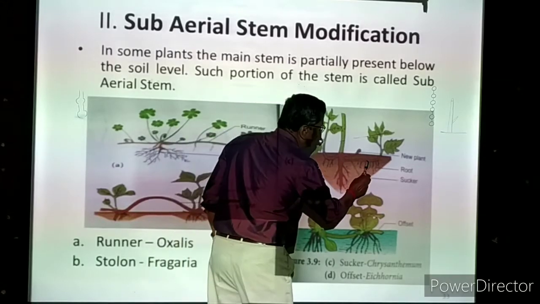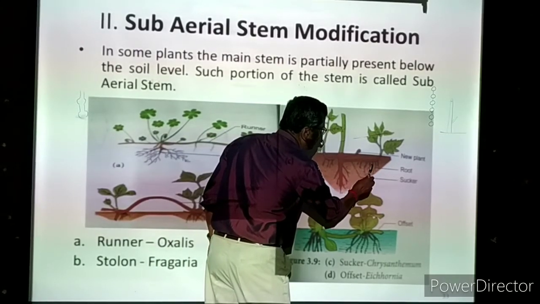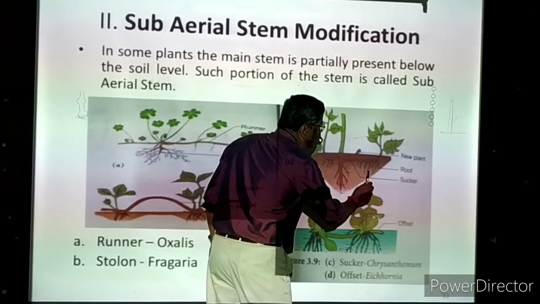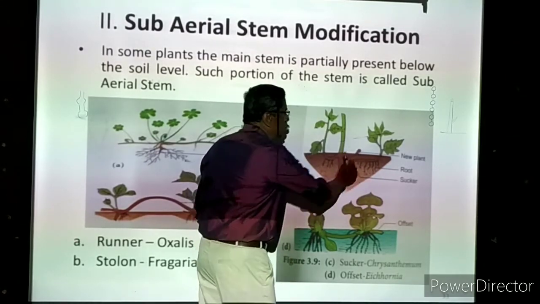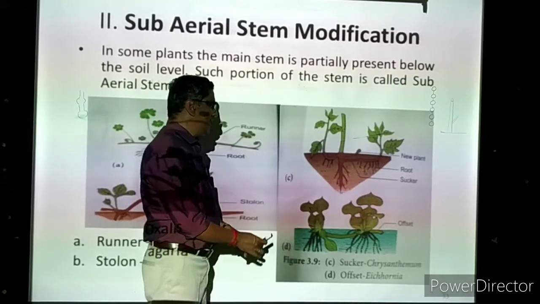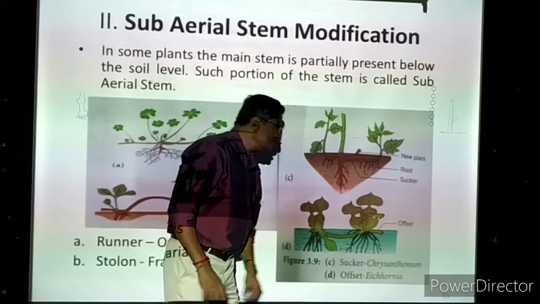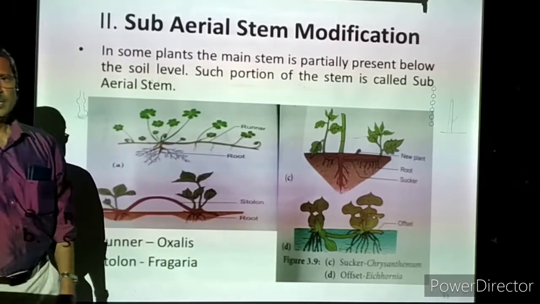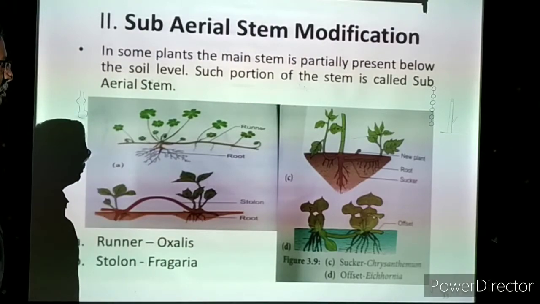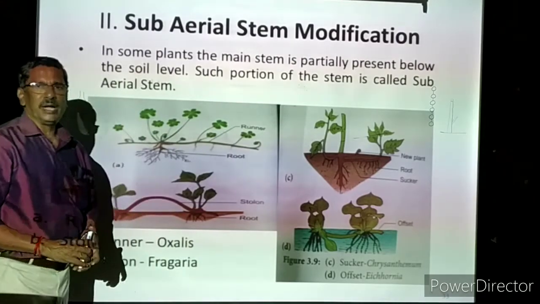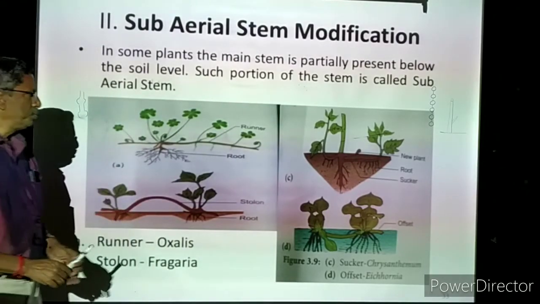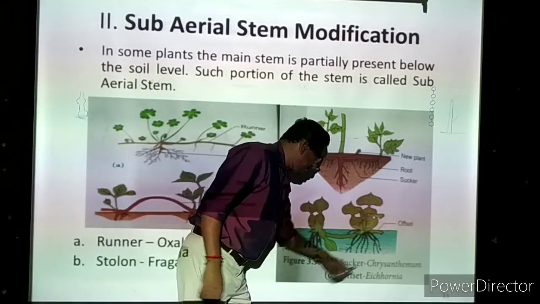Now after a period of time, from the underground portion of the branch, roots will be developed. Once the roots are formed, this branch will cut off from the main plant. Then it is leading an independent life. It is one plant. Example for this is chrysanthemum. Now the chrysanthemum is a very common plant. Every day we are using it for cooking. The common name in Tamil is pudina. That pudina plant is this one.